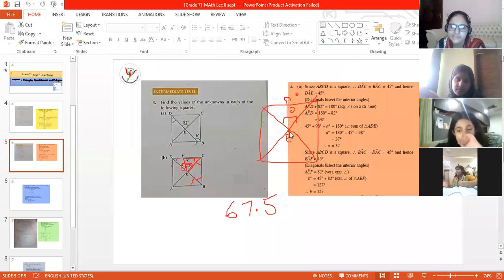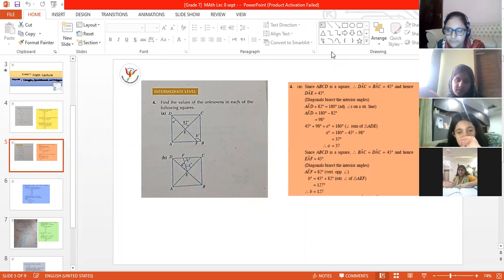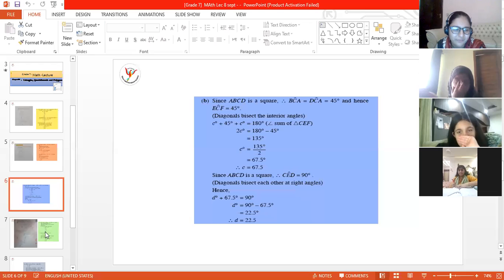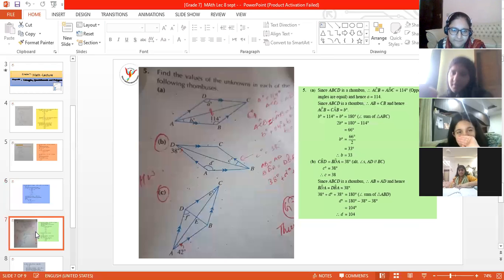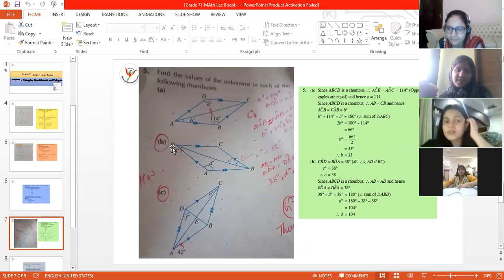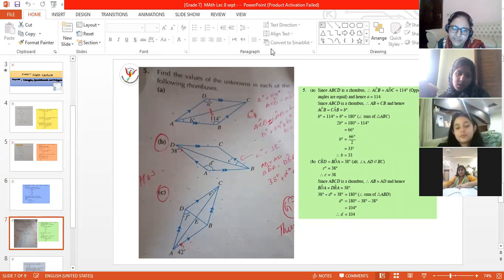So this was question number 3 and question number 4. Can I solve question number 5, or will you solve it by yourself? If you can solve it by yourself, then give it a try. Or I think I should solve part A. Parts B and C will be in the other class.